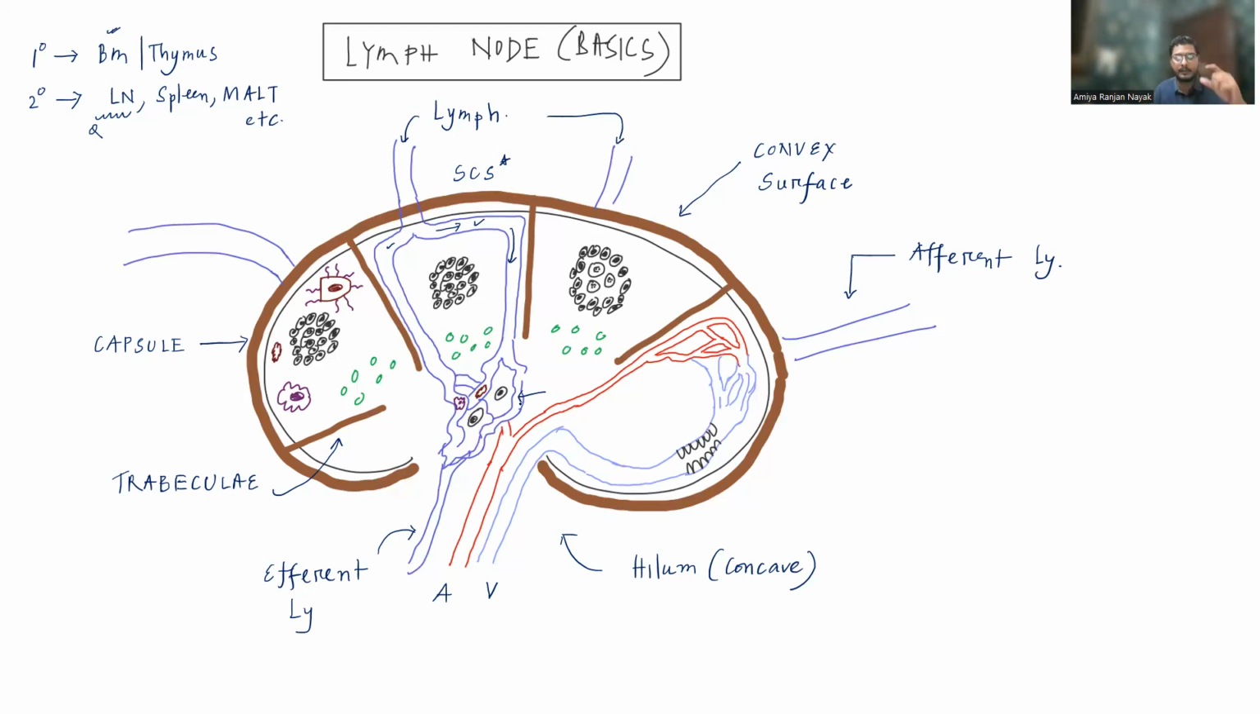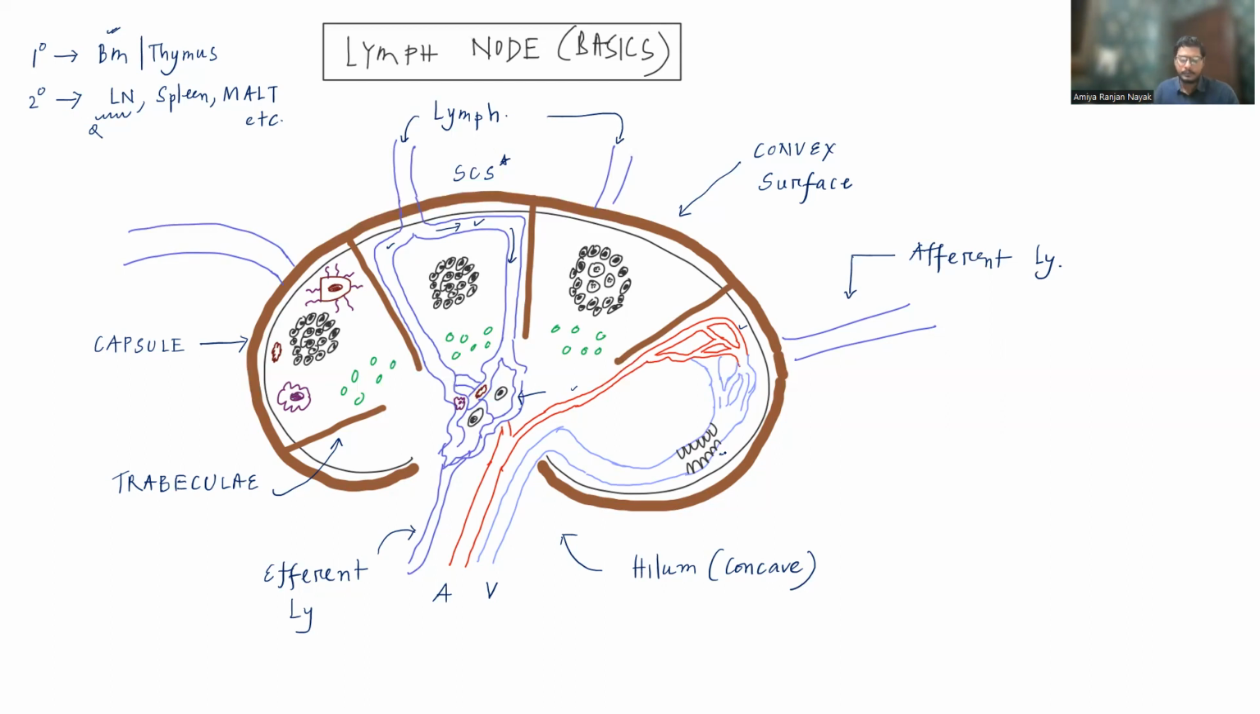So afferent lymphatics, then the subcapsular sinus, because that is present just below the capsule. Then the trabecular sinus, because it is present near the trabeculae. Then the medullary sinus, because these sinuses are present in the medulla, and the lymph comes out of the lymph node through the efferent lymphatics. As for the arteries and veins, after going into the lymph node, the arteries divide into arterioles, then make capillaries, then there are venules, and ultimately the blood comes out of the lymph node through the veins.